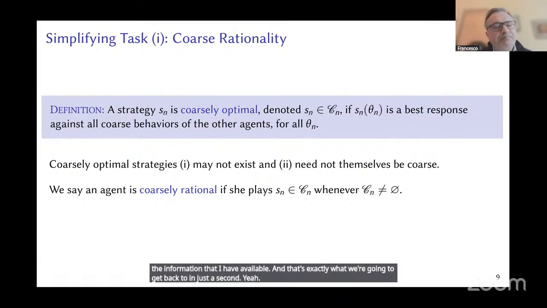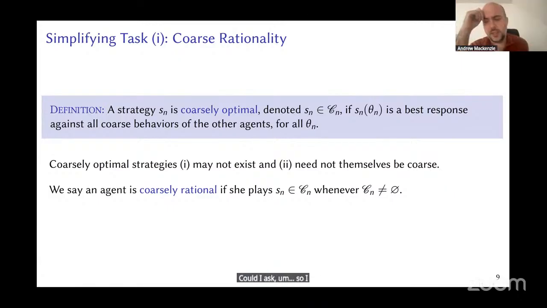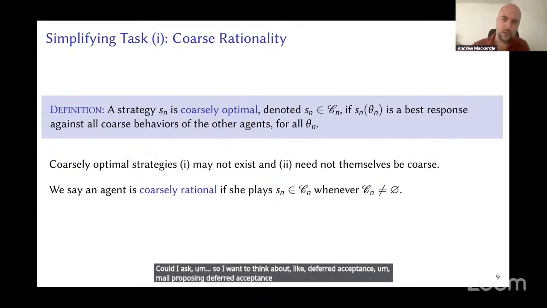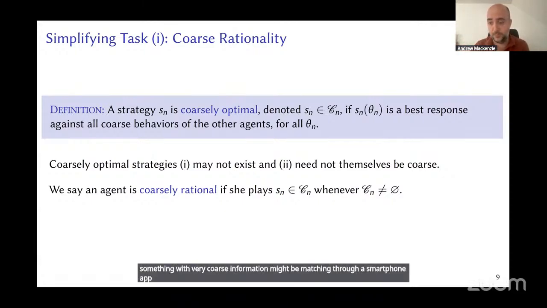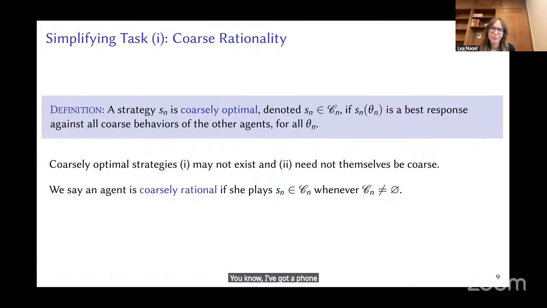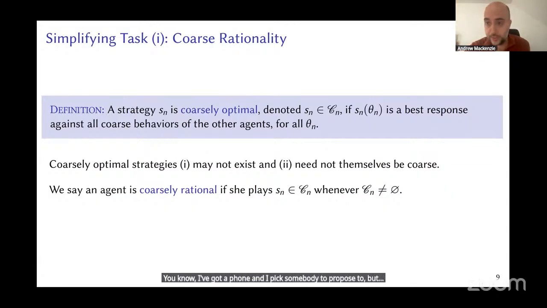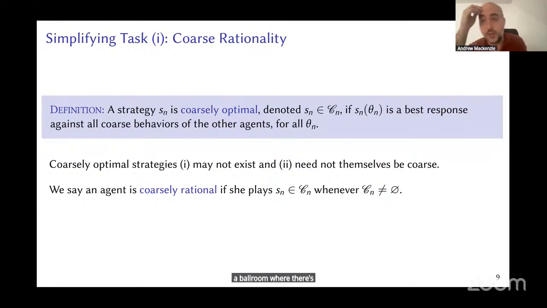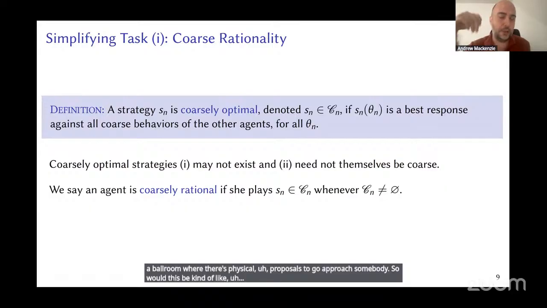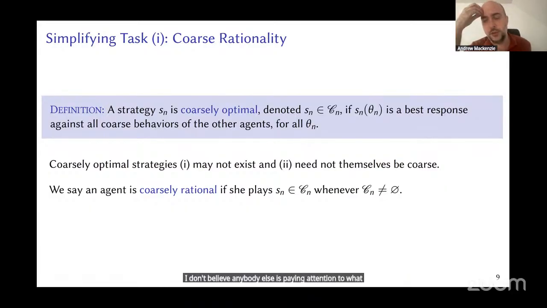Okay, thanks. Could I ask, I want to think about deferred acceptance, mail-proposing deferred acceptance. Something with very coarse information might be matching through a smartphone app. I've got a phone and I pick somebody to propose to, but nobody else observes my proposals. Something with a lot of information might be a ballroom where there are physical proposals, going to approach somebody. So would this be like I don't believe anybody else is paying attention to what I do, even though they're free to, and I'm also free to?